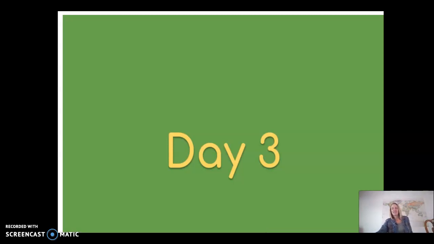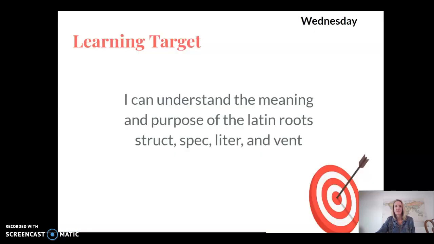All right, moving into day 3 of our phonics work. Today our learning target is, I can understand the meaning and purpose of the Latin roots struct, spec, leader, and vent.